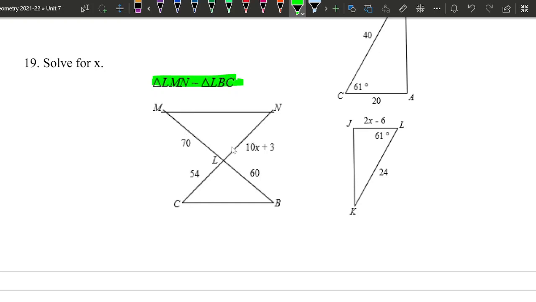All right, so if 10x plus 3, I'm solving for x, so I need to know that, is LN. Here's L, N. I need to make sure I get the piece that matches up with it. That would be LC. The two outside letters and the two outside letters. So 54. Those two match. They go together. They're the corresponding pieces. And then I have numbers on two other pieces, ML and BL.